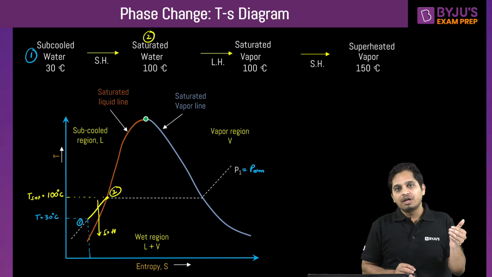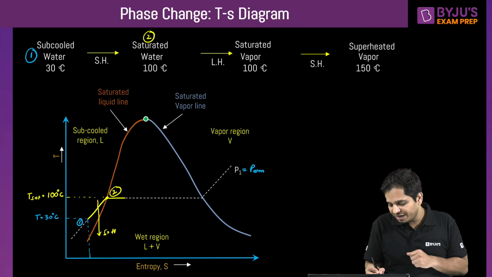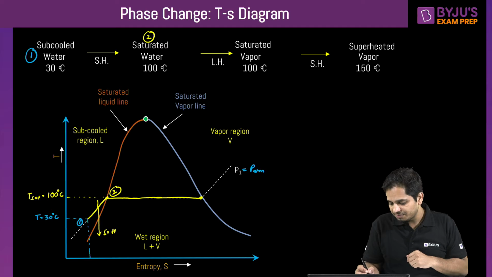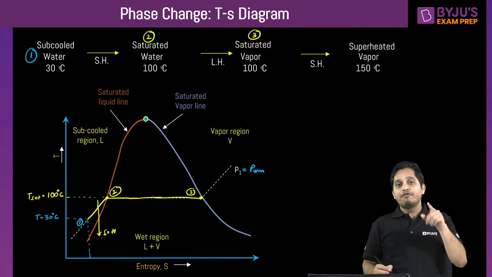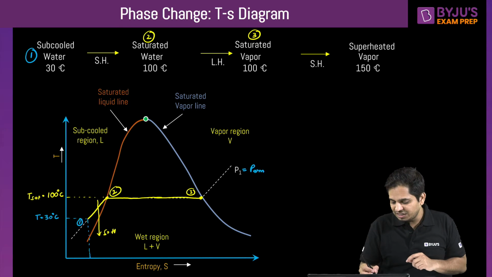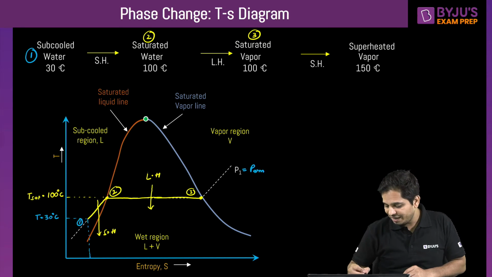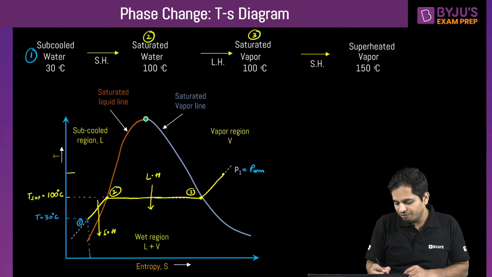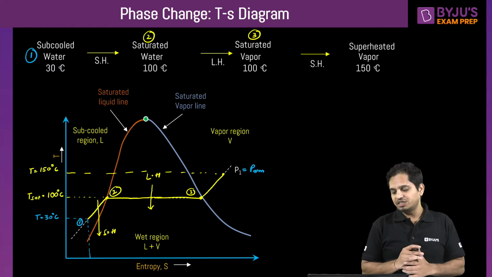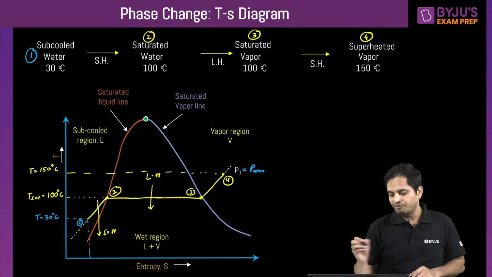Now what I am doing? I am still giving heat. So slowly the amount of water will start converting into vapor, and as I am going in this direction, the amount of vapor is increasing, the amount of water is decreasing, and I will reach point 3 here, which is saturated vapor at 100 degrees Celsius. The heat that I have given here is latent heat. If I am further giving heat, then my temperature will start increasing and I will reach T equal to 150 degrees Celsius. Now, this is point 4, superheated vapor at 150 degrees Celsius.